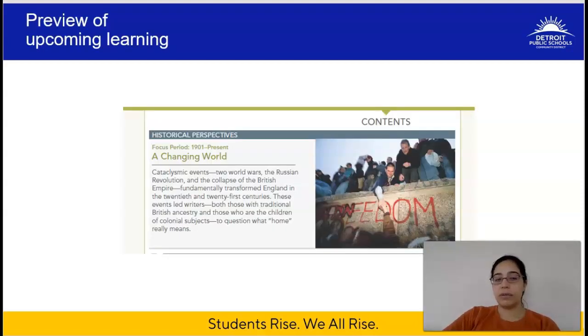To preview what we'll be doing for week two is when we'll start reading a new text. And this new text is an informational text. It's called A Changing World. It's also from your textbook, and it looks at how the world changed and how two world wars transformed England in the 20th and 21st centuries. So we'll be looking at some historical context there, and then again using that as background information to help us answer some of those essential questions and guiding questions from our unit.